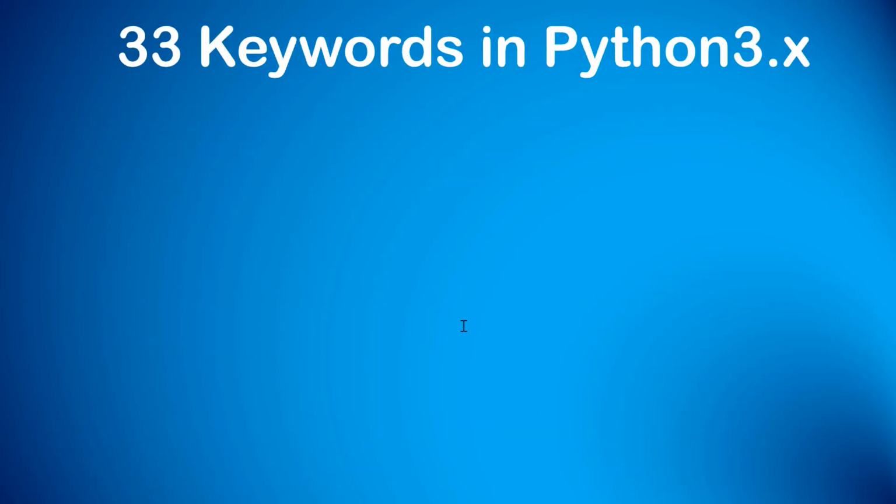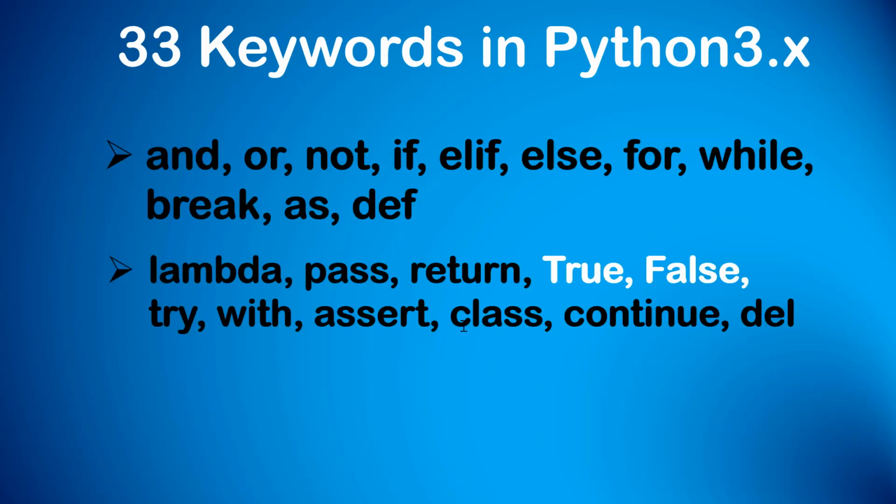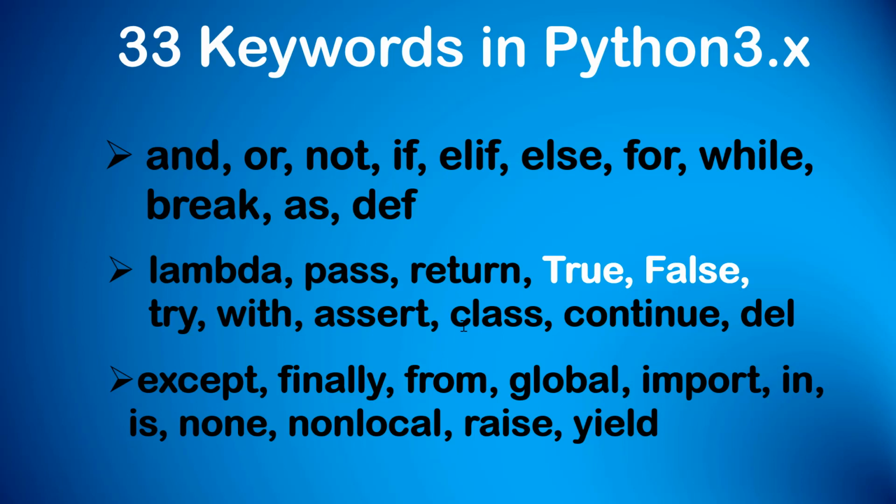First let me show that there are 33 keywords in Python 3, and here on your screen you can see the list of 33 keywords available in Python. One thing is special about these keywords: all are in lowercase, except for True and False, which are in title case. So in Python keywords are generally in lowercase except for True and False. You can remember this.